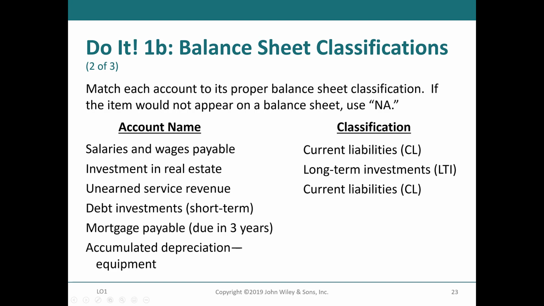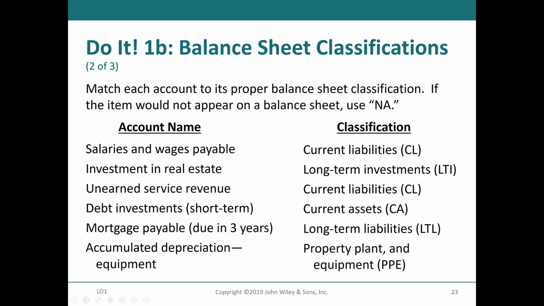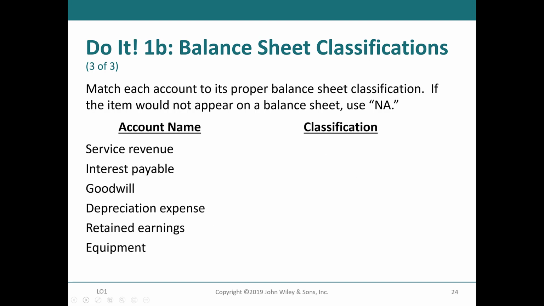Okay? We're going to deal with it in the subsequent chapters. Debt investment, what do you think that would go? Current asset, good. Mortgage payable during 3 years. 3 years. Long-term liability, perfecto. Accumulated depreciation. Plants, property, and equipment. Alright, so balance sheet classification.